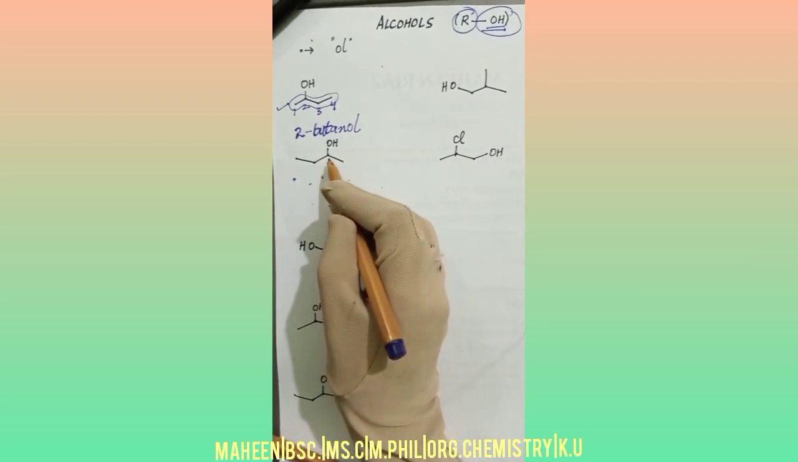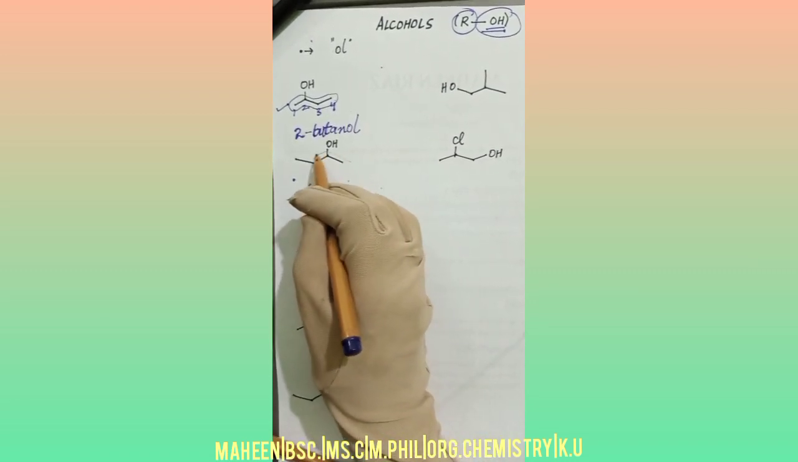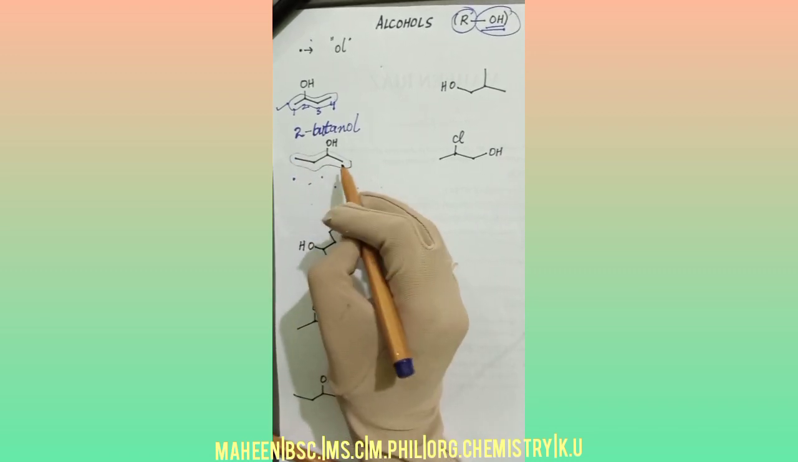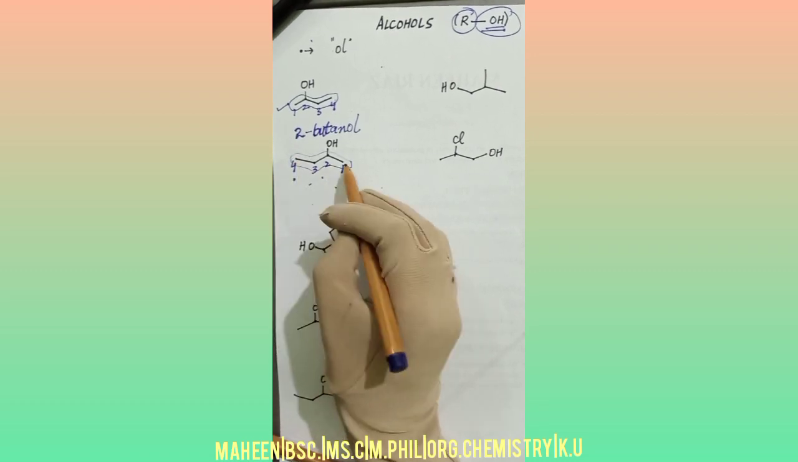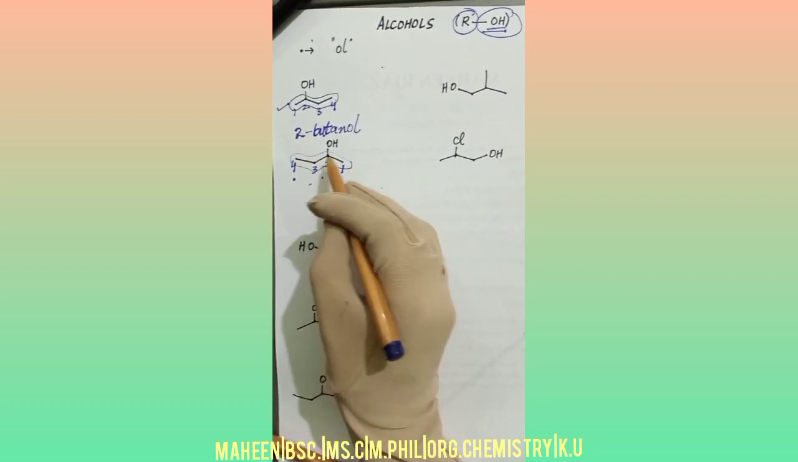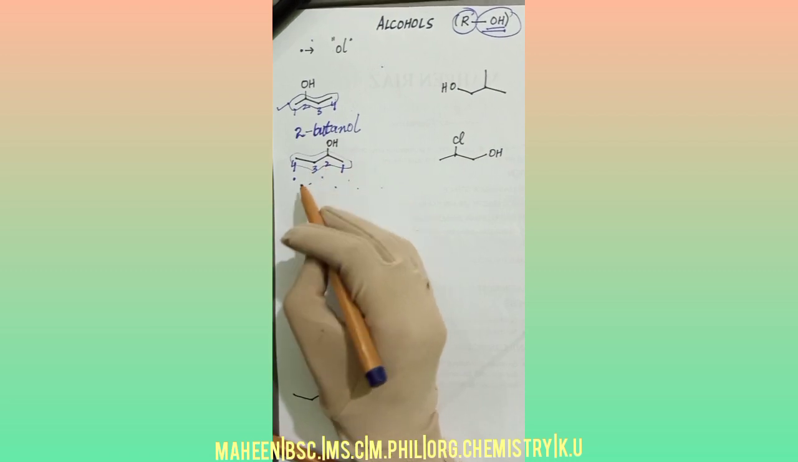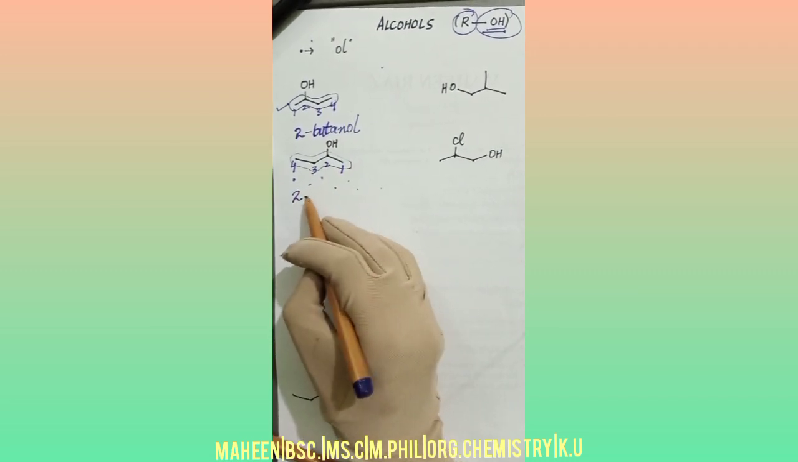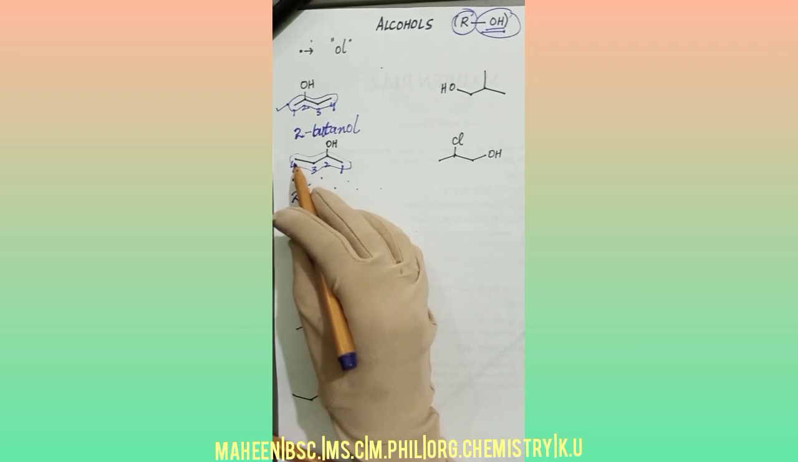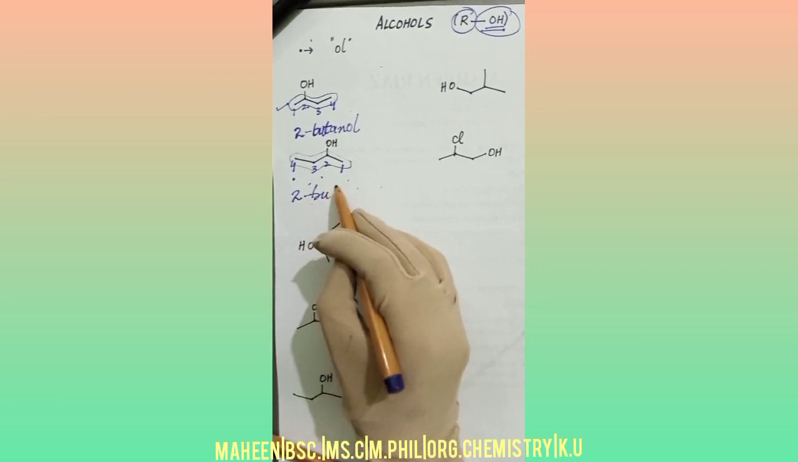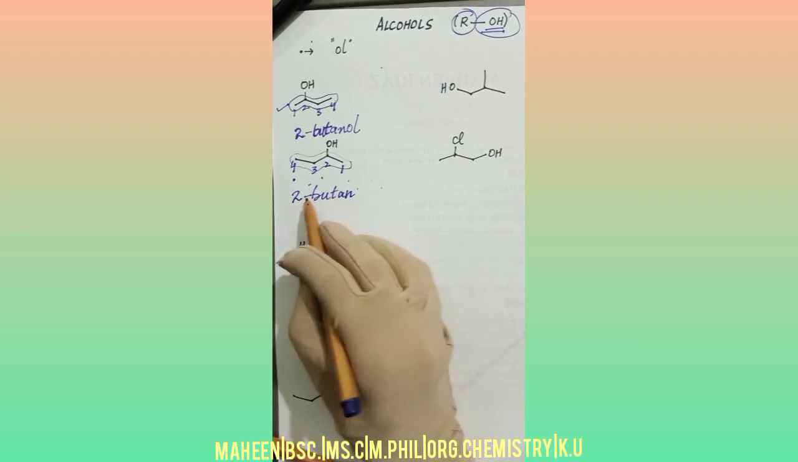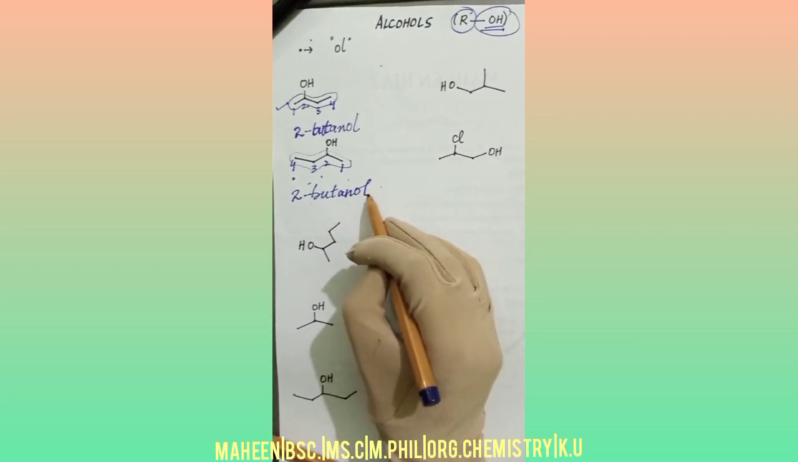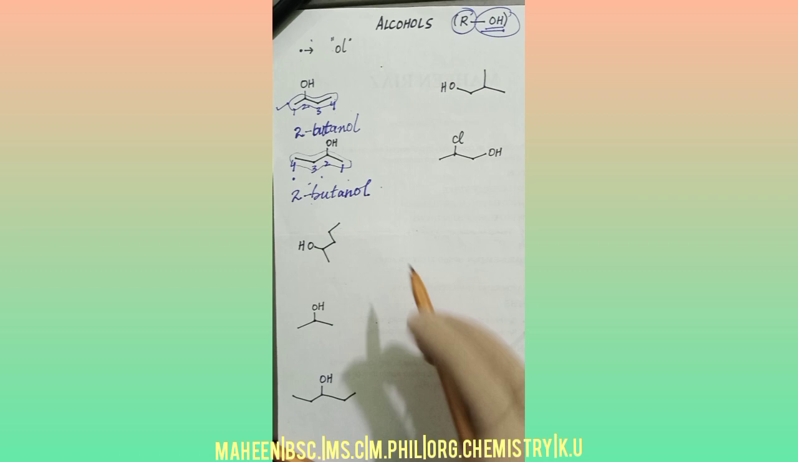Now in case of this one, our longest chain obviously is this. We will number it 1, 2, 3 and 4, not from there but from there. Again we have OH at the second position, and 4 carbon atoms in our longest chain, so we will again write butane, not the "e". The "e" is actually excluded here. Butanol, okay, that is the criteria.